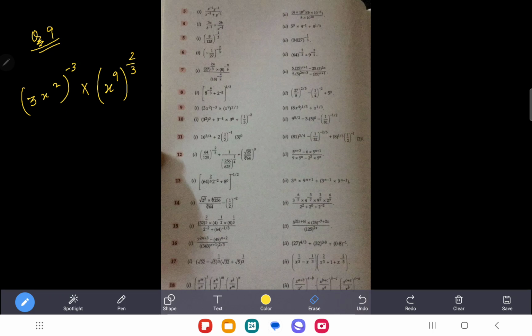So we are supposed to multiply this, isn't it? So this negative power goes on the head of 3 as well, and this negative power goes on the head of x square as well, isn't it? Because that's what I taught you. So it would be 3 raised to the power minus 3 into x square raised to the power minus 3. A power raised to another power, that should be x raised to the power 9 times 2 over 3.